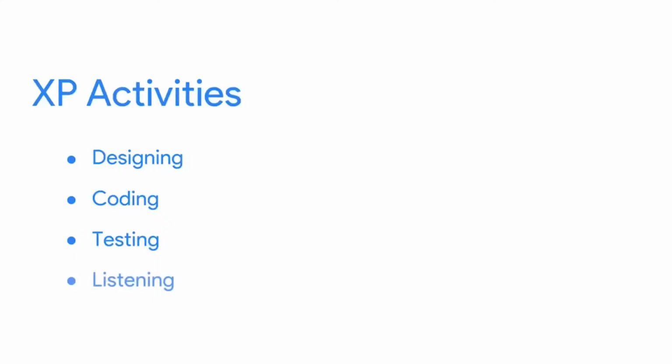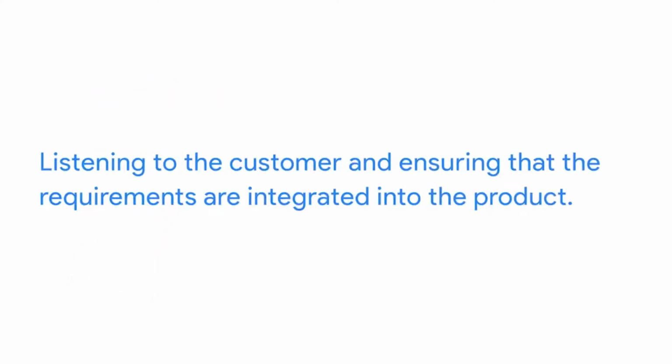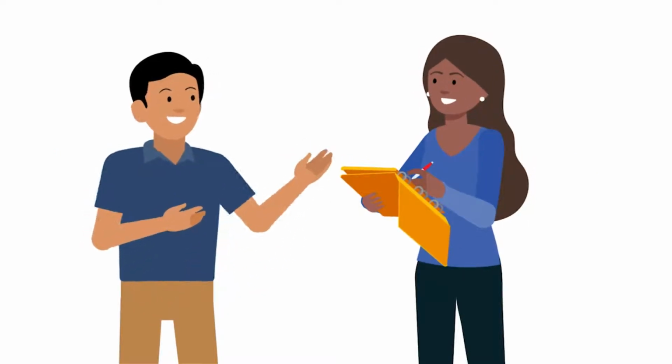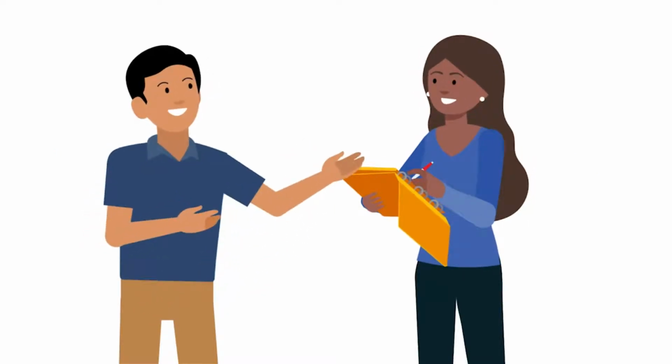The goal is to test for and eliminate any flaws in a feature before building it and continuing on. Testing also means checking to make sure the product features meet the customer's requirements. Which leads us to listening, which is about listening to the customer and ensuring that the requirements are integrated into the product. This relates to Agile in the way that it values customer collaboration, frequent communication, and regular feedback.